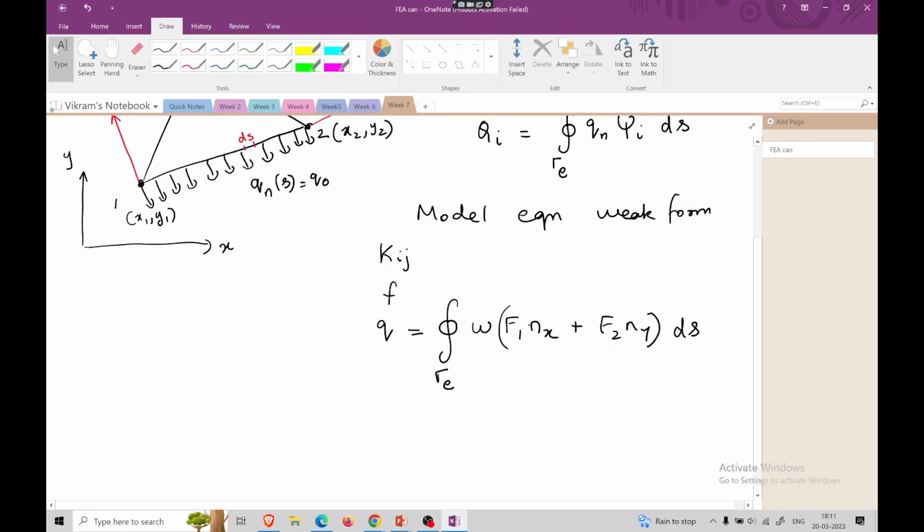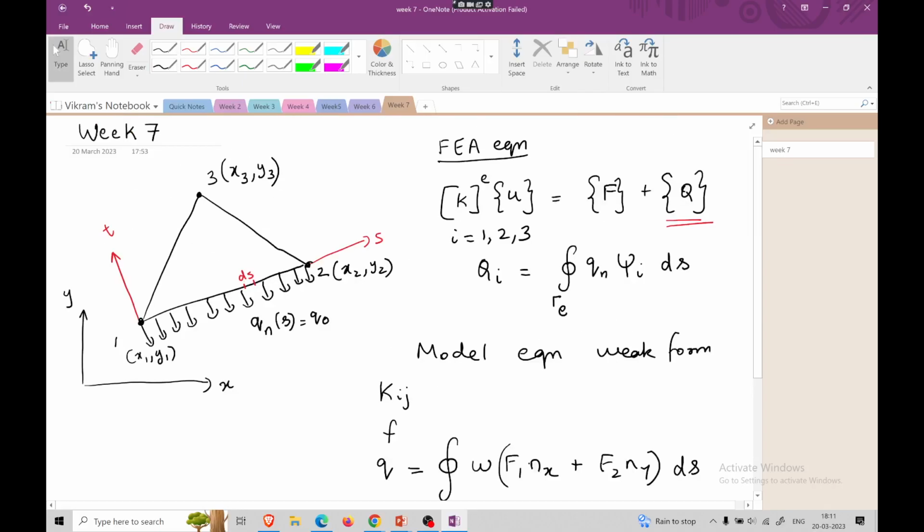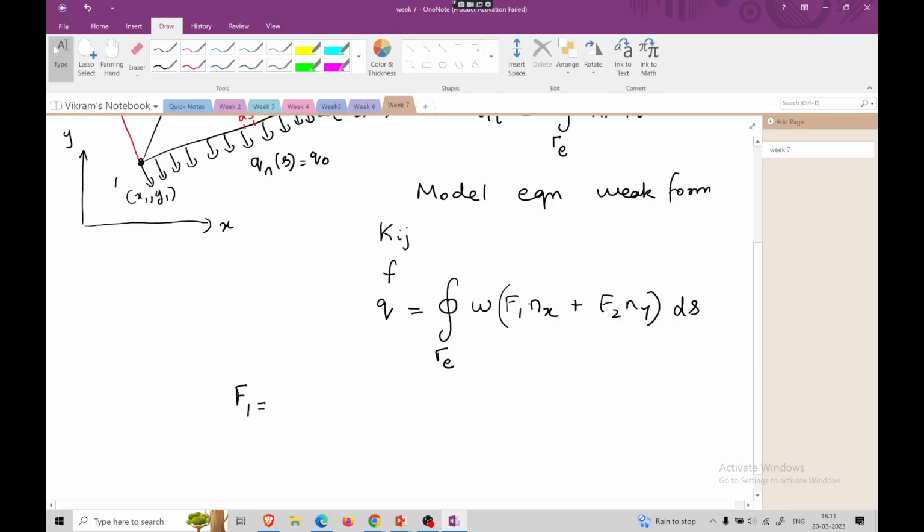Are you aware of this term, the Q boundary source? What is F1? No, sir. Okay, you are not aware. Actually, this is a general equation for finite element: how to derive K, how to derive F, how to derive Q. These are all in the previous lectures, and this is the term for Q: W is a weight function, and F1 nx plus F2 ny.